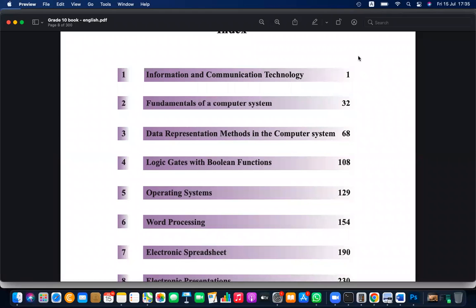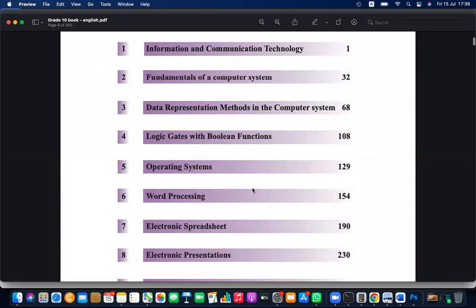Right. These are the lessons that we have covered up to now today. We have covered ICT fundamentals as well as the data representation. Then the logic gates, Boolean algebra, operating systems. And actually, we need to do this one. Today we have to start this lesson, the operating system lesson. Or we can start the word processing lesson.